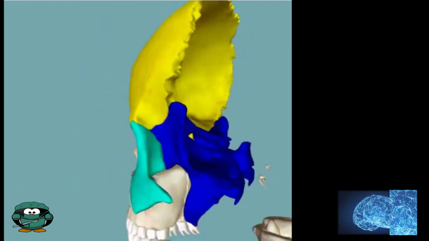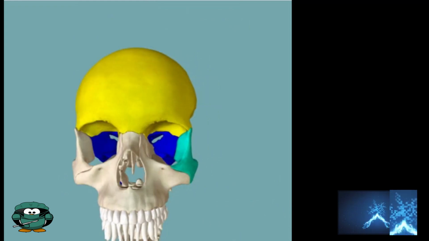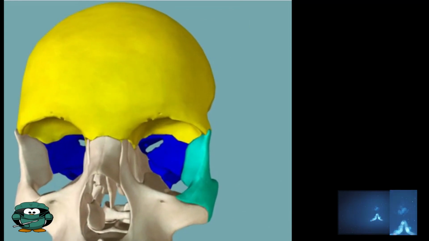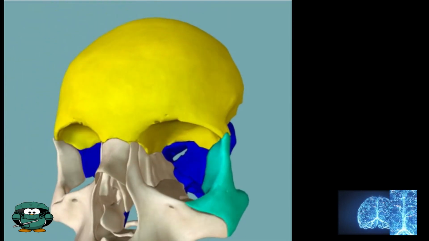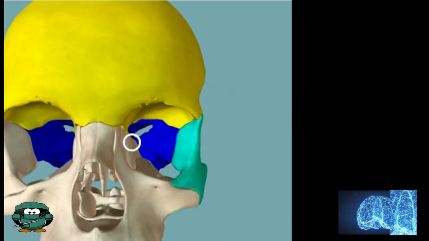So this structure is present at the junction of the roof and the lateral wall of the orbit. Here, if you can appreciate, this is the lesser wing of the sphenoid and this is the greater wing of the sphenoid, forming the lateral wall, and the lesser wing forming the roof of the orbit. The superior orbital fissure is present right in between the roof and the lateral wall.